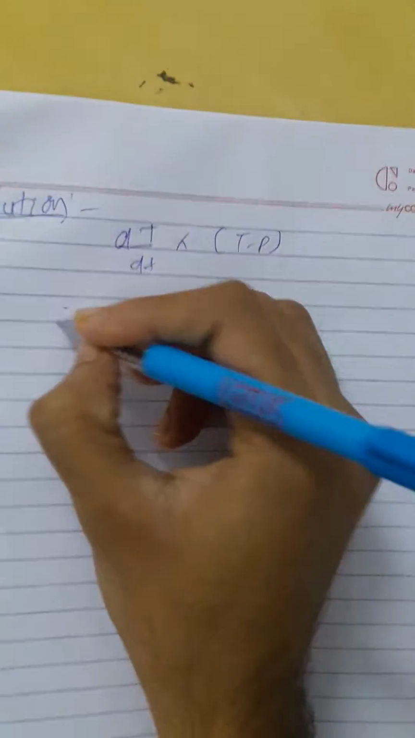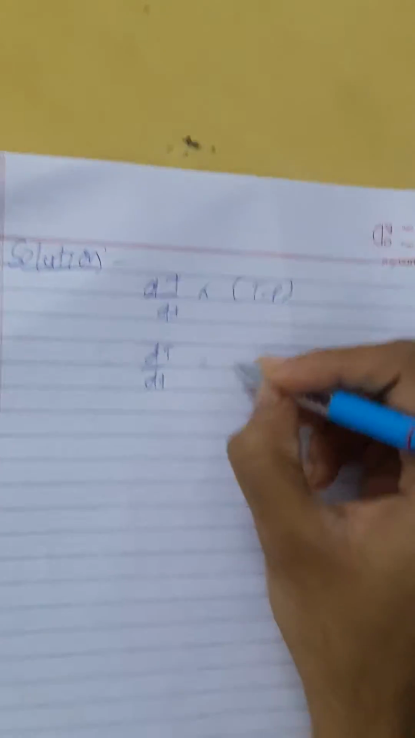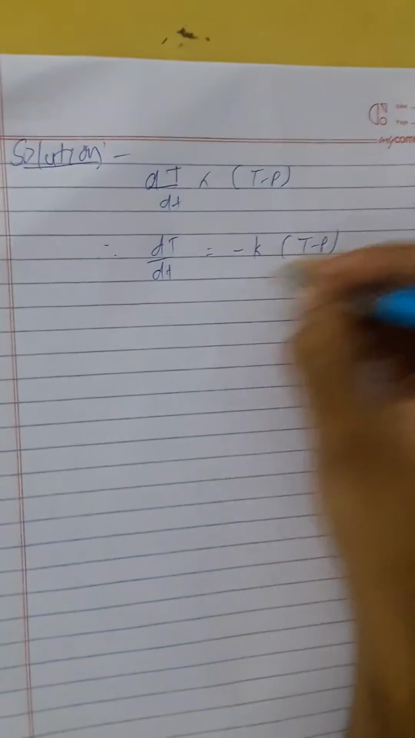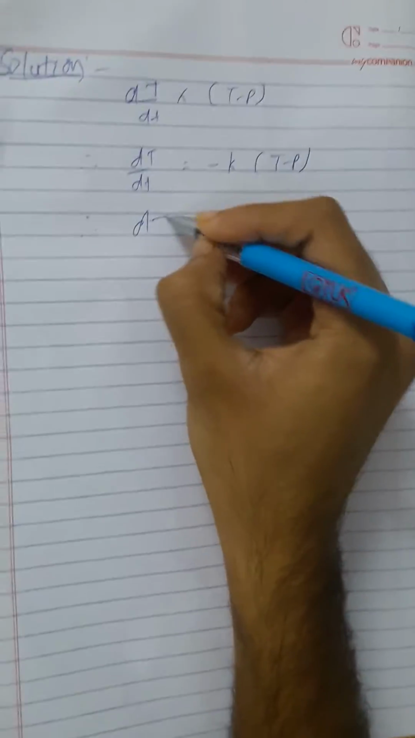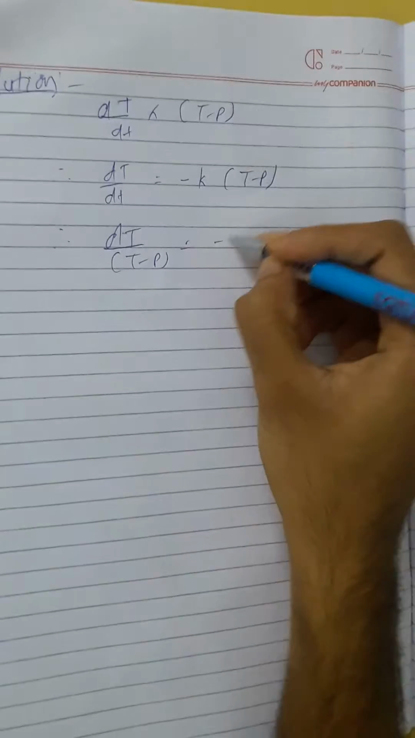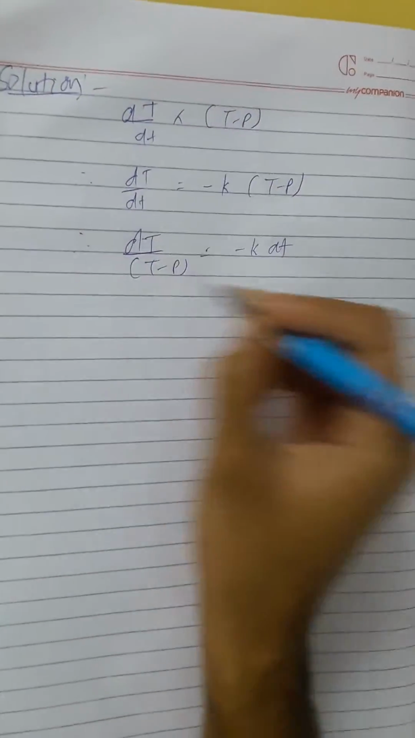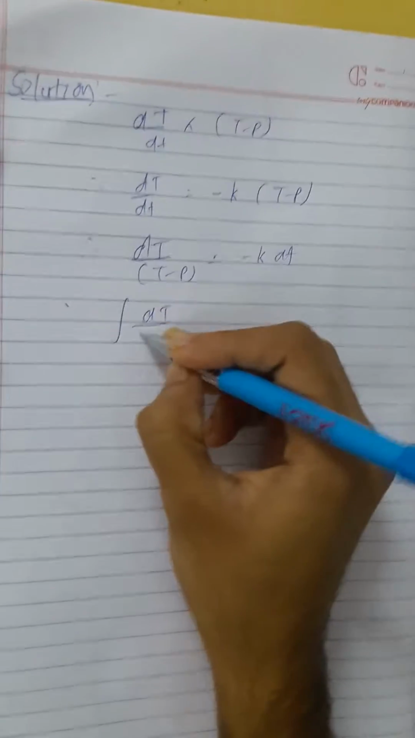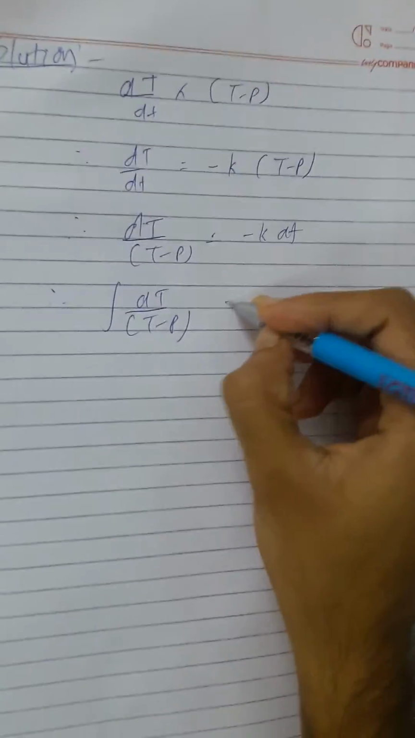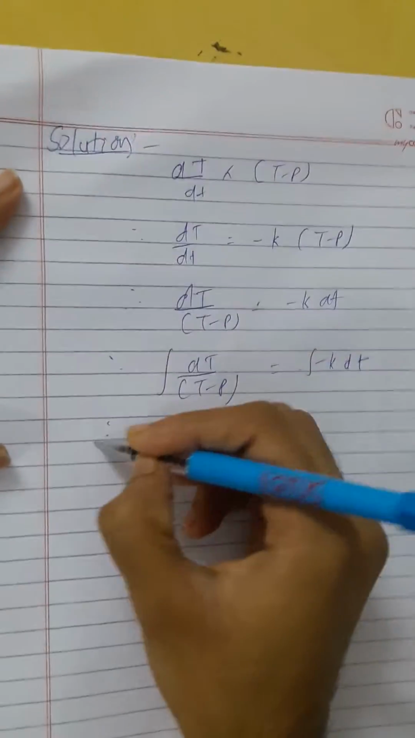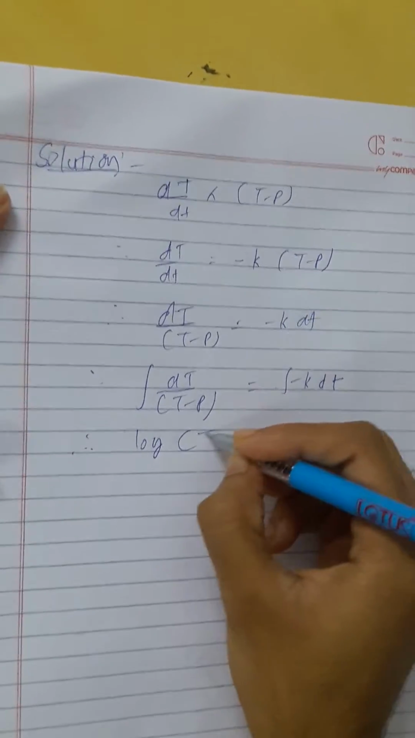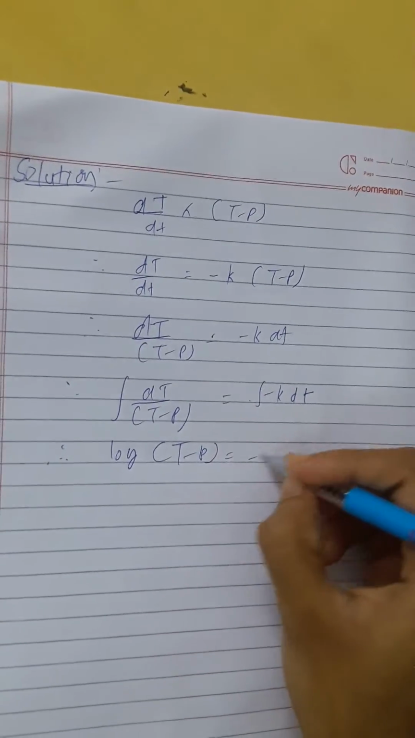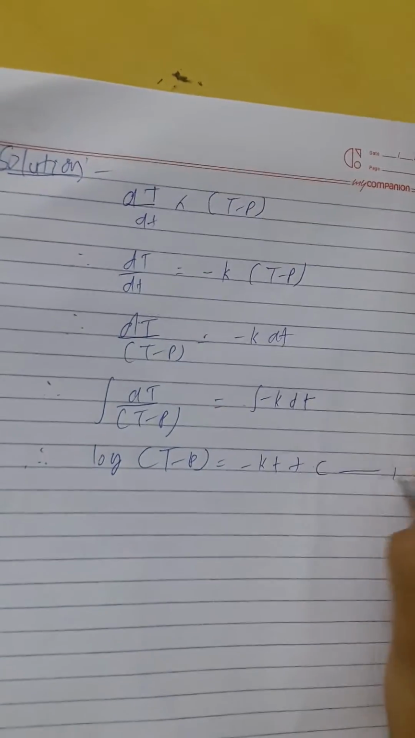According to Newton's law of cooling, dT/dt is proportional to T minus P. Therefore, dT/dt equals minus K times (T minus P), where K is a constant. Therefore, dT upon (T minus P) equals minus K dt. So, integrating on both sides, we get the integral of dT upon (T minus P) equals the integral of minus K dt. Further solving this, we get log(T minus P) equals minus Kt plus C. Call this equation number 1.